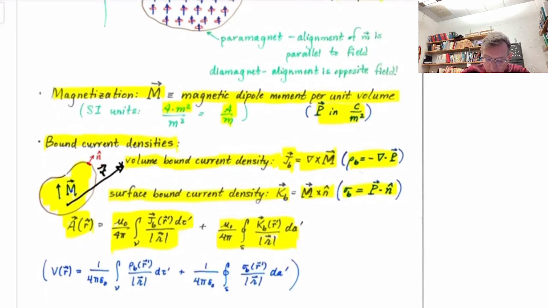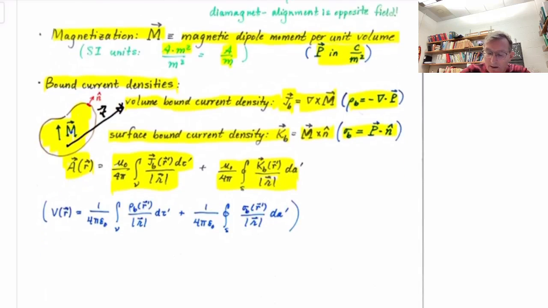I will remind you of the electrical analog in Chapter 4. If you had a chunk of polarized material, polarization big P, you would calculate the electric potential out at your point r. It had a term from the volume bound charge density, and it had a term from the surface bound charge density. And now we're just doing the magnetic version of that. Okay, so very similar to what we did in Chapter 4.